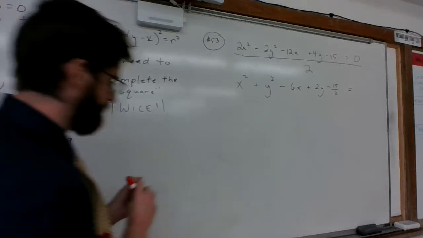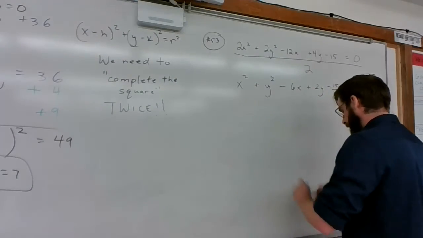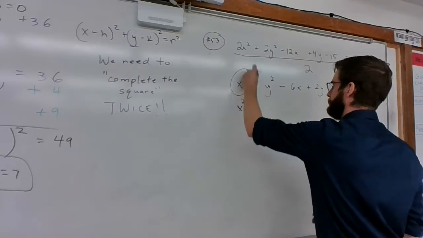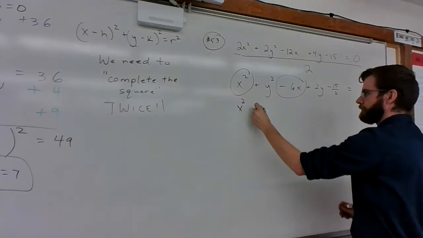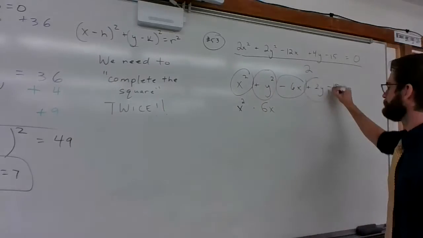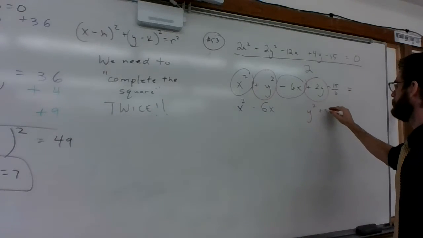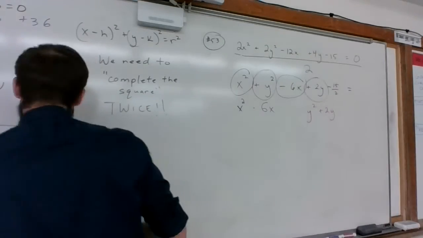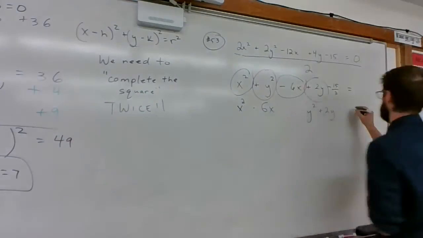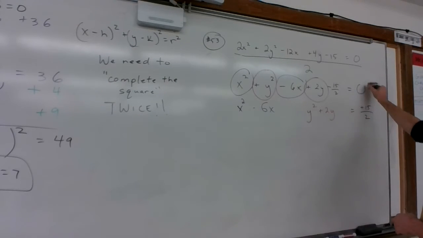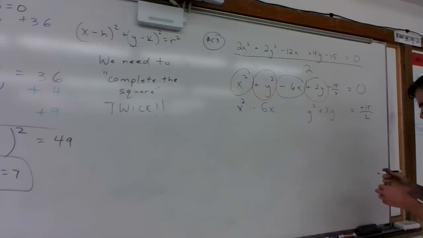So if you recall, we want the x's together. We want the y's together. And then we want the 15 halves on the other side. So I added 15 halves to both sides to get this.